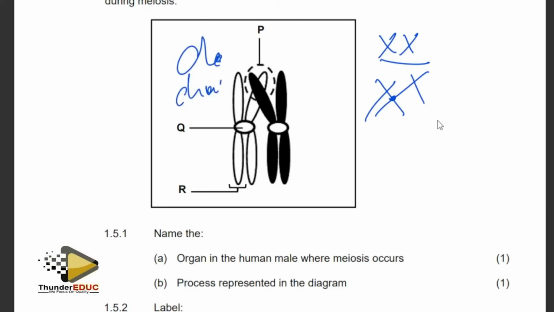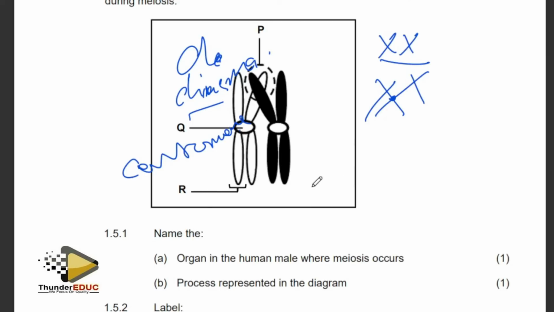Chiasma is spelled C-H-I-A-S-M-A. If it is one, it is called a chiasma; if many, we call them chiasmata. This is a centromere. And then this is a chromatid. It's not a chromosome, it's a chromatid.